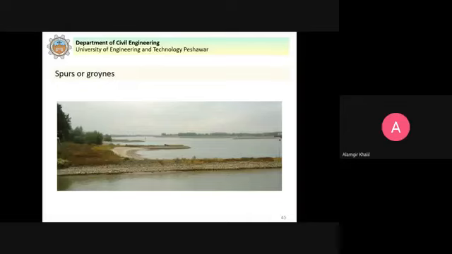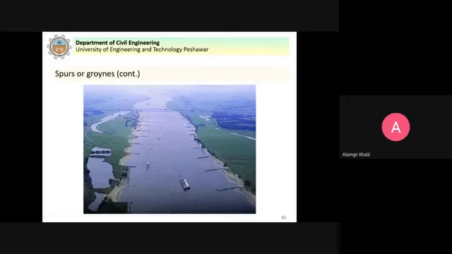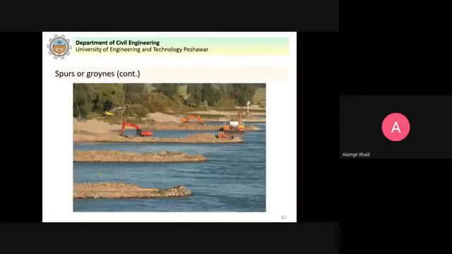So this is another example of spurs or groins, earthen embankments. You can see here the spurs and groins which are provided. The functions we already discussed in detail. They basically protect the banks of the river against erosion. So this is another picture.